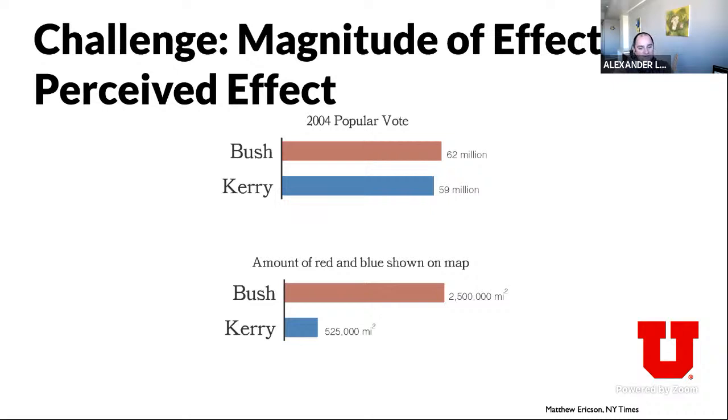So this should remind you of the lie factor, right? The magnitude of the effect versus the perceived effect is very different. Using Tufte's arguments, you could say that there's a massive lie factor in a map like that. However, this is a very common problem with choropleth maps. That's what these maps are called.